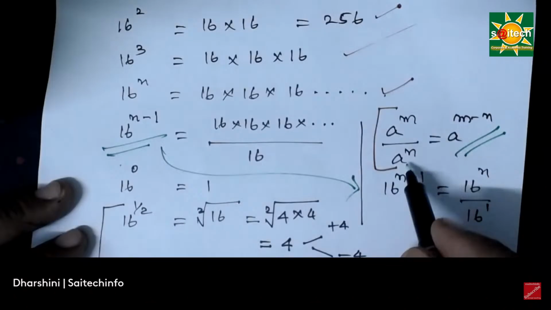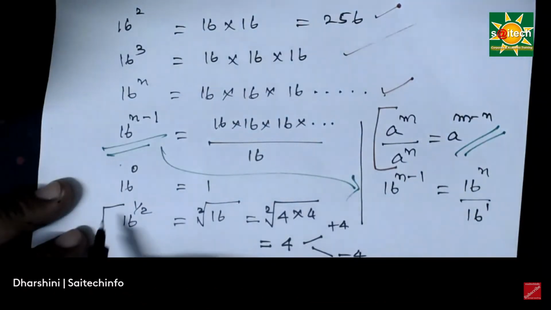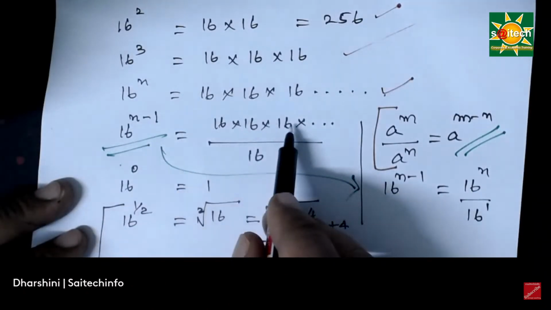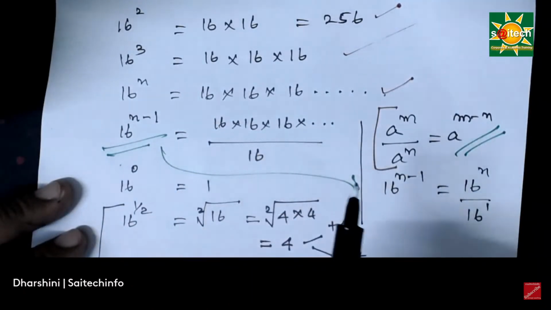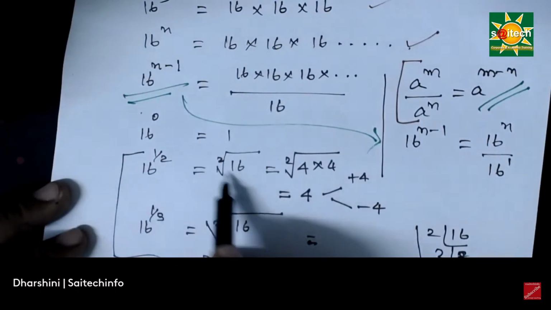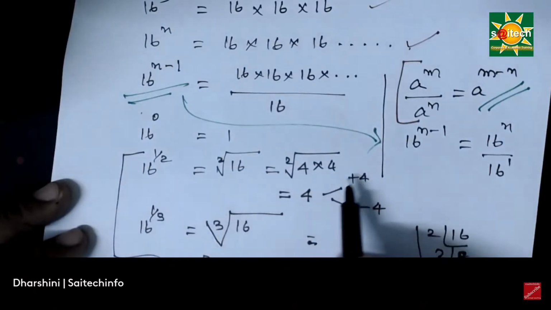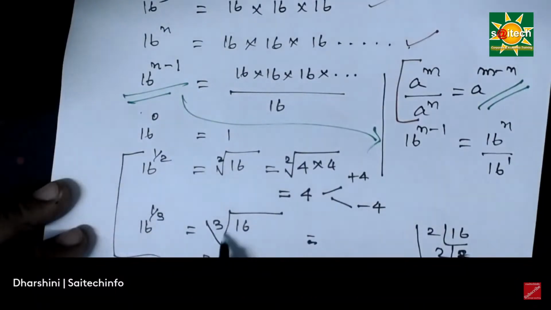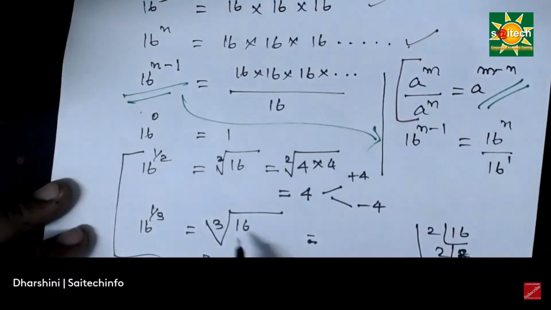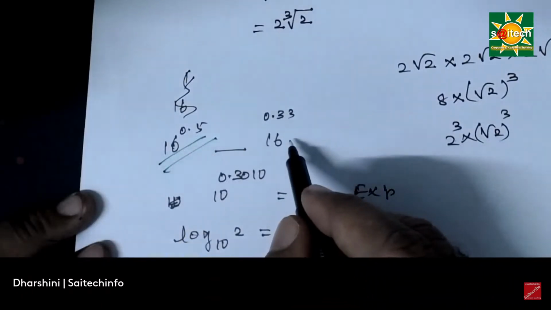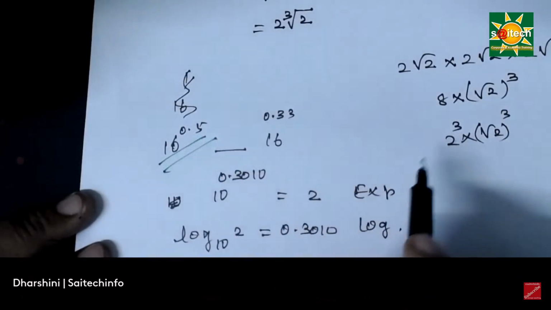So we have applied this quotient formula of radicals, and therefore this number is nothing but 16 power n divided by 16, and 16 power 0 is nothing but 1. 16 power half is nothing but square root of 16, that is nothing but 4, plus or minus 4. 16 power 1 by 3 is nothing but the cube root of 16. Okay, you can further factorize and get it. And similarly 16 power 0.5 means 16 power 1 by 2, that is nothing but square root 2. Okay.